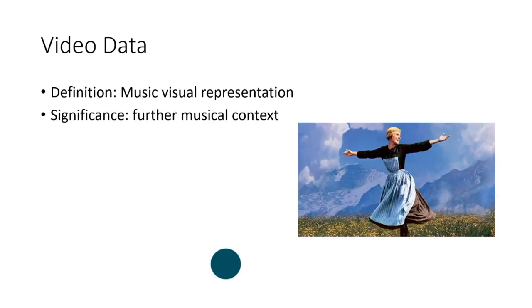Video data captures the visual representation of music, such as music videos, performances, and visual effects, and it adds an extra layer of storytelling, emotion, and context to the music. For example, analyzing visual cues, choreography, and cinematography reveals how the visual and auditory elements interact.